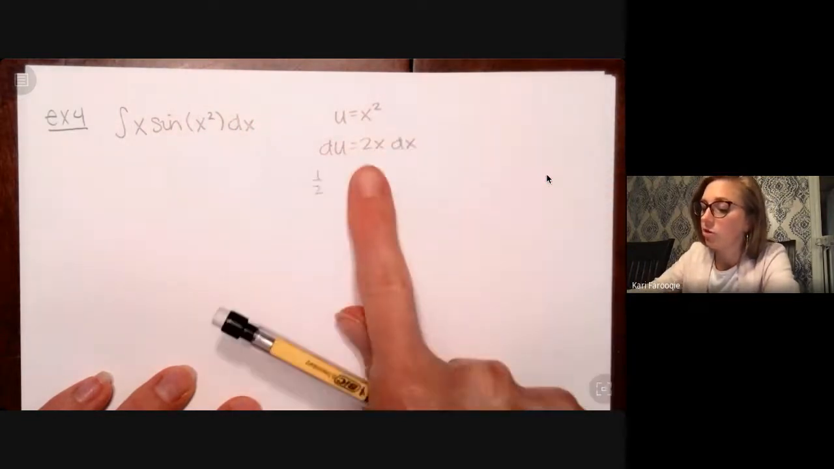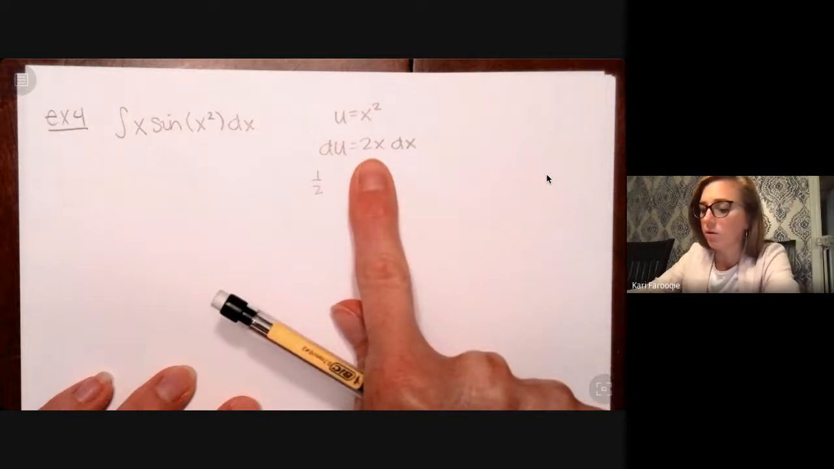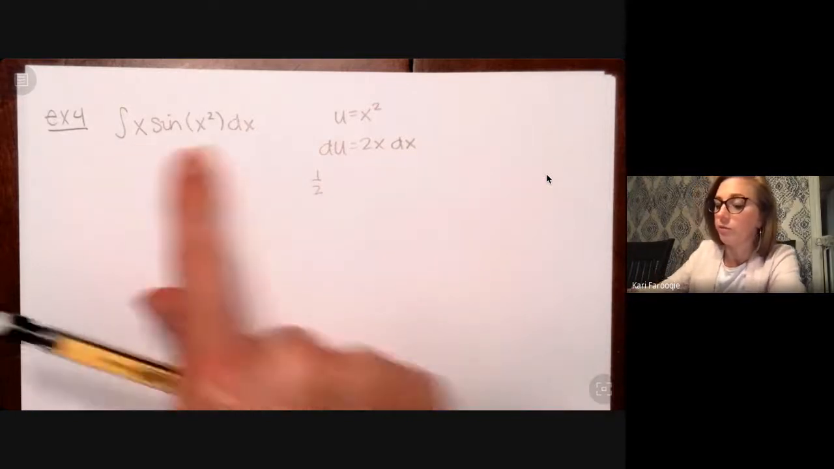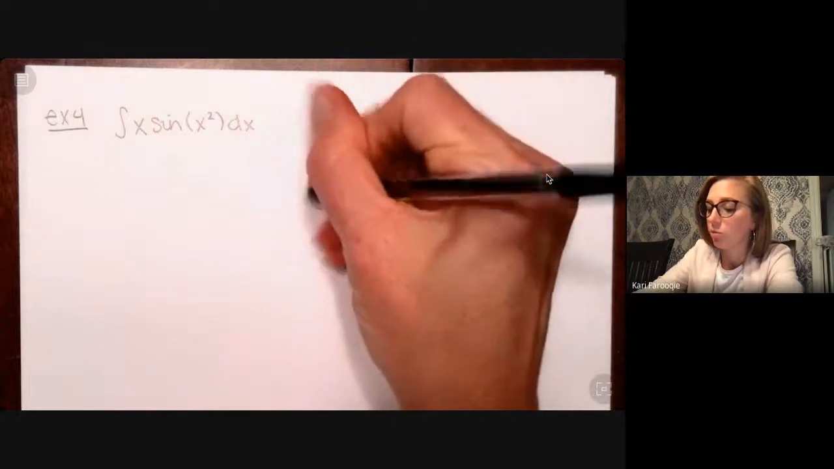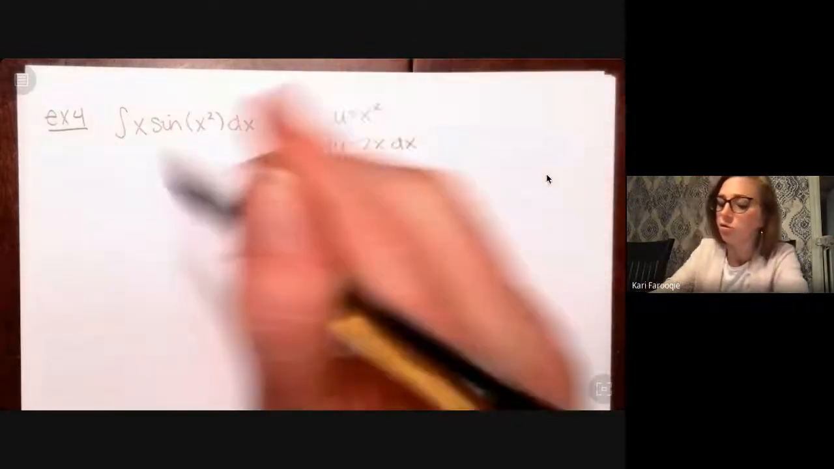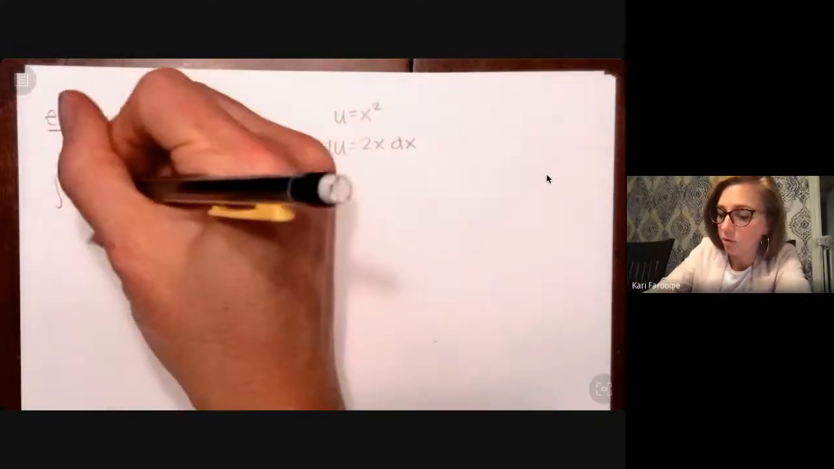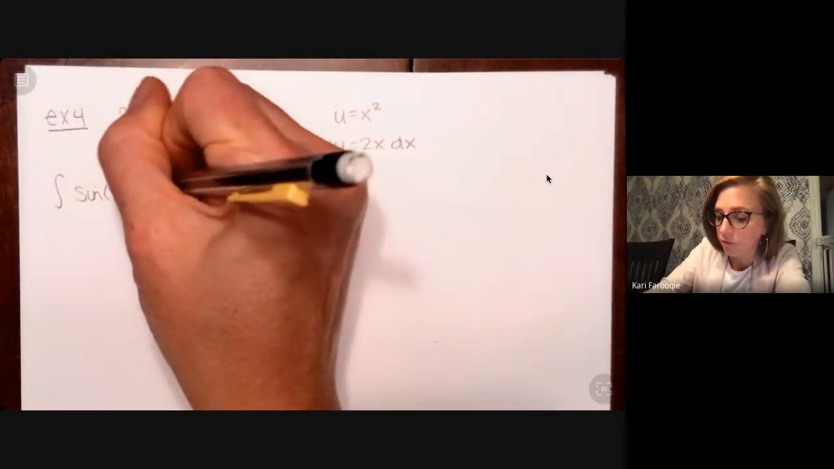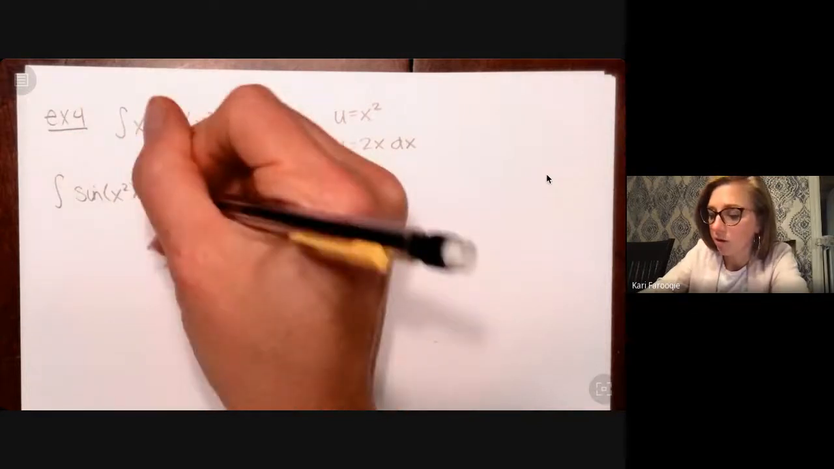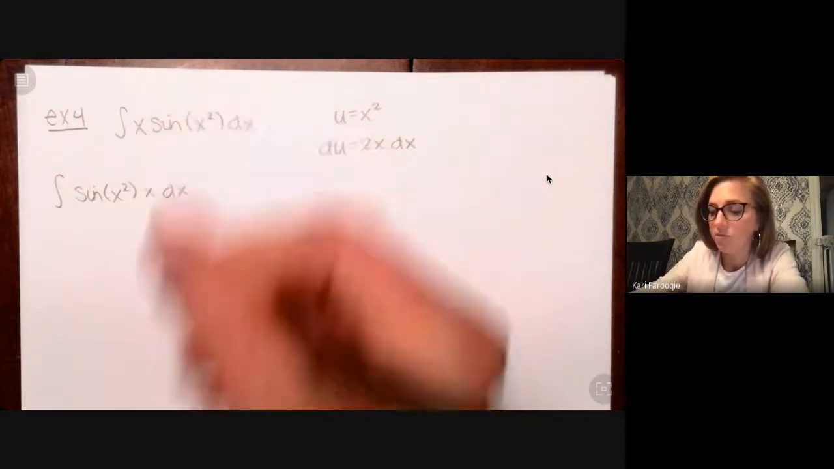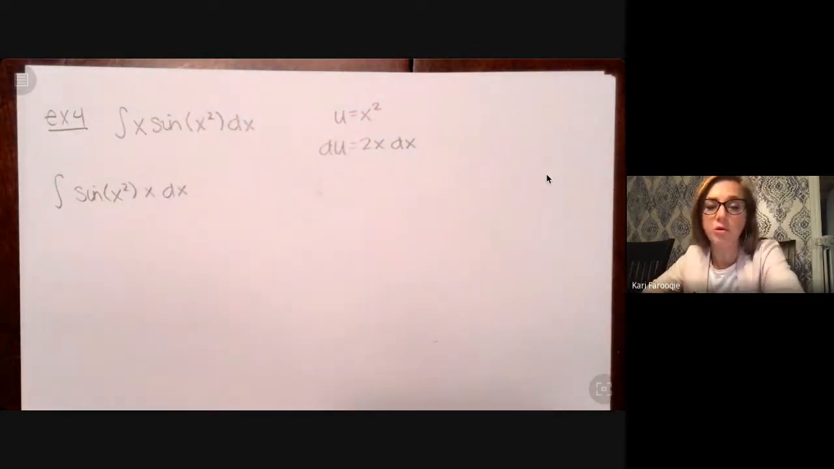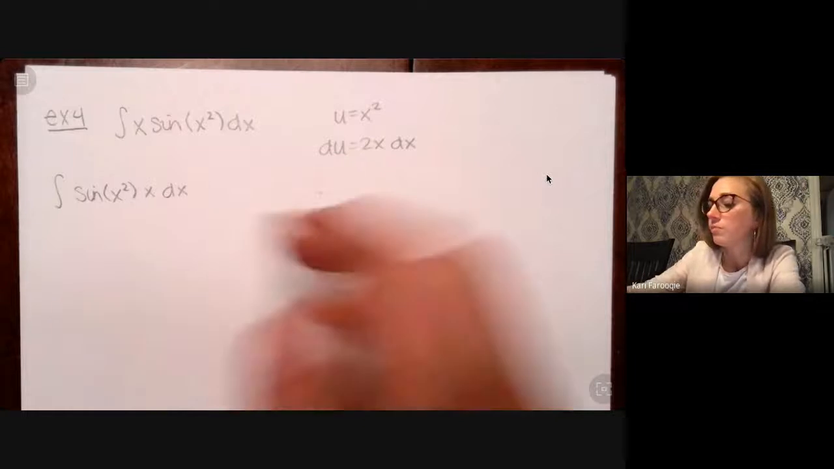Now, you don't actually have 2x dx. You just have x dx. Sorry, I'm like a robot here when it comes to these u substitutions. If you want to rewrite this so that it looks more clear when you make your substitution, you can rewrite this as sine x squared times x times dx. Multiplication is commutative. You can write it in any order. So you can take those factors and rearrange them if you find that easier to deal with.